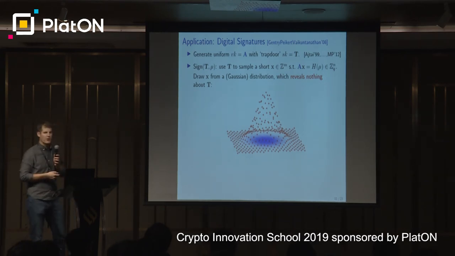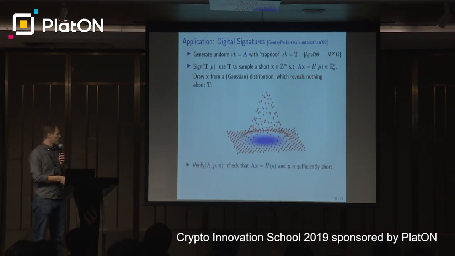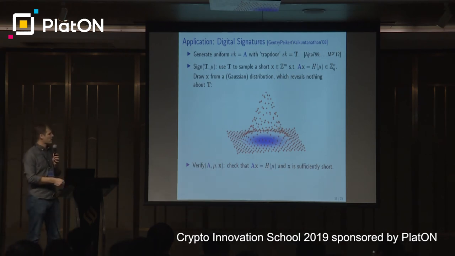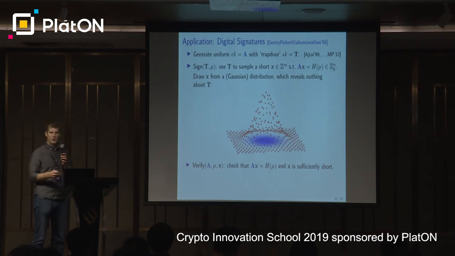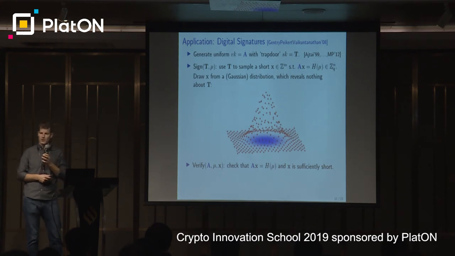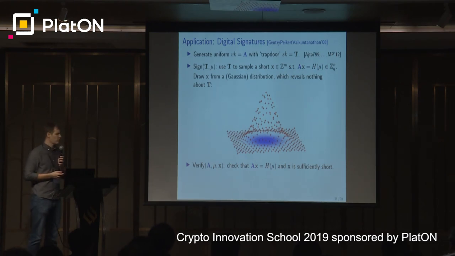So let's now see how to verify the signature. The verifier has the public key A, a message mu, and a signature, but wants to check whether that signature is valid. So what it will do is hash the message as before to get the target hash value. And it will simply check whether AX equals the hash value, and whether X is a sufficiently short solution. The X that we draw from this distribution will be sufficiently short with high probability. And so a signature that we generate using this algorithm will verify correctly. Such a signature will look good. It will convince the verifier that it's a valid signature.